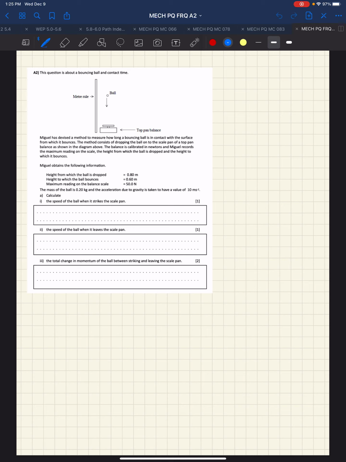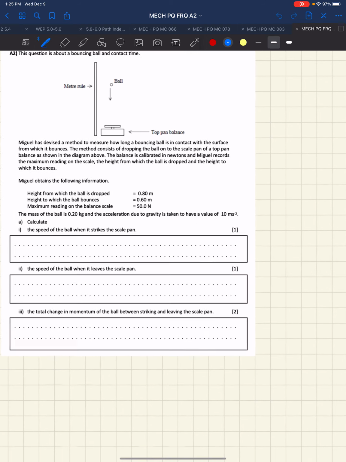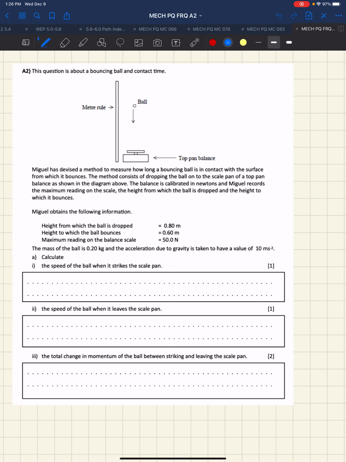So in this situation here, we have a student who is trying to find out how long the ball that is dropped is in contact with this balance. And so he's devised a technique for doing that. And so let's put some of the data in and bring this thing to life here.